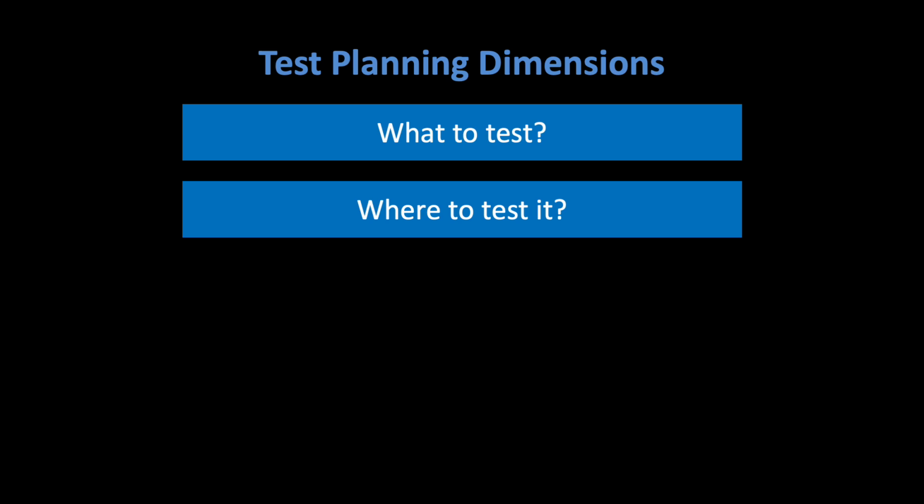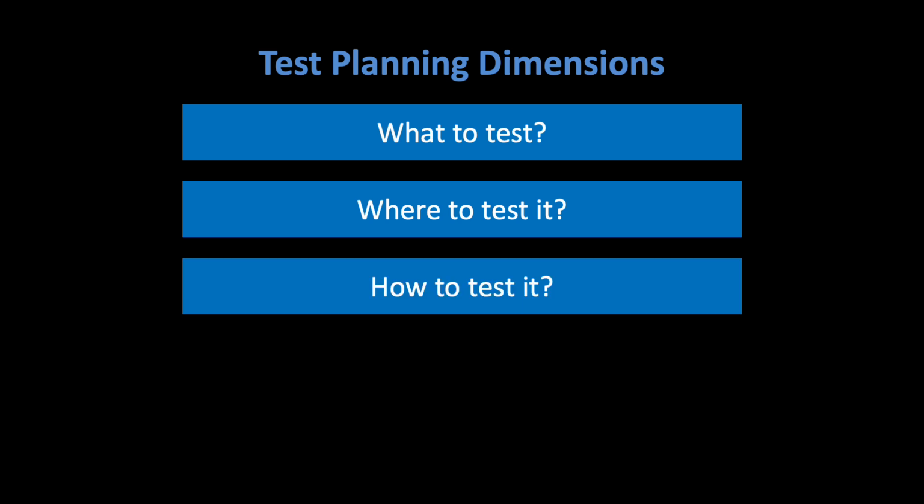Then where to test. This refers to the test infrastructure and test environment. So it could be a specific test setup, for example, specific browsers or software that needs to be tested, or a specific test bench. And then also the environment, whether you test on production or any test environments.